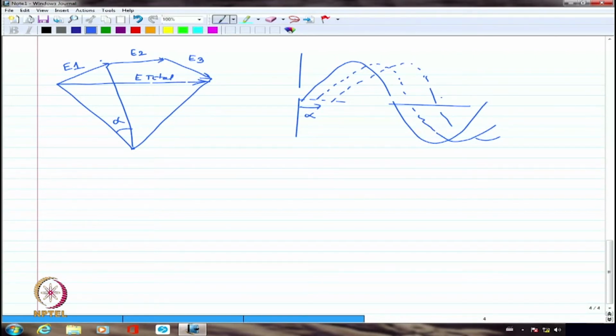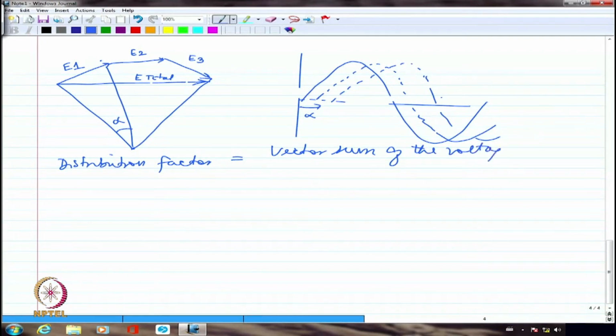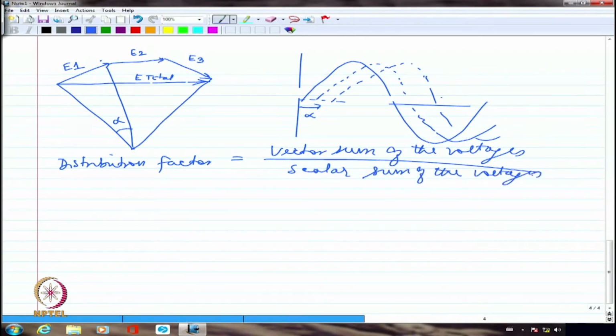So now the distribution factor will be the ratio of the vector sum of the voltages divided by the scalar sum of the voltages. Please remember that in a transformer there is no space distribution of winding. All the windings were concentric and so on, because of which all of them had the induced EMF at its peak at the same instant of time. There was no phase shift.